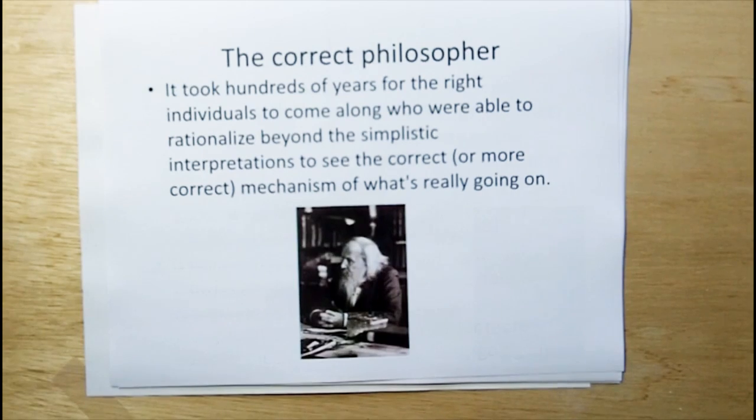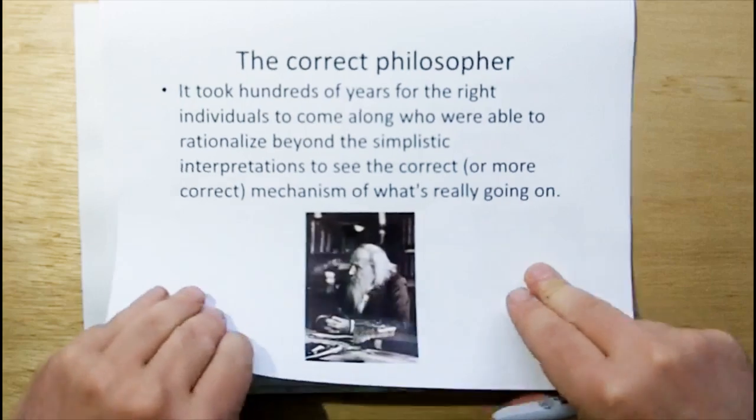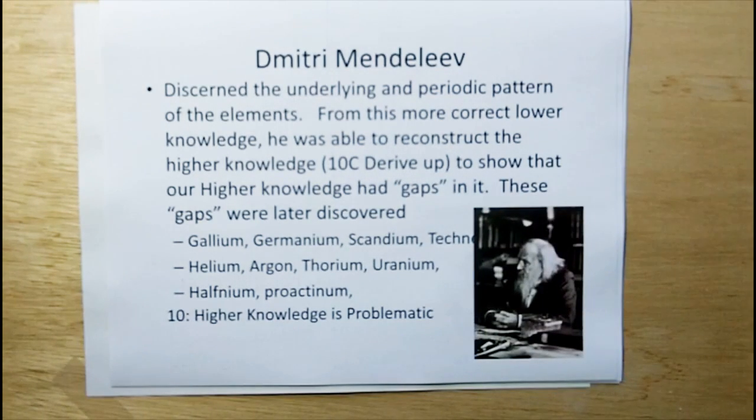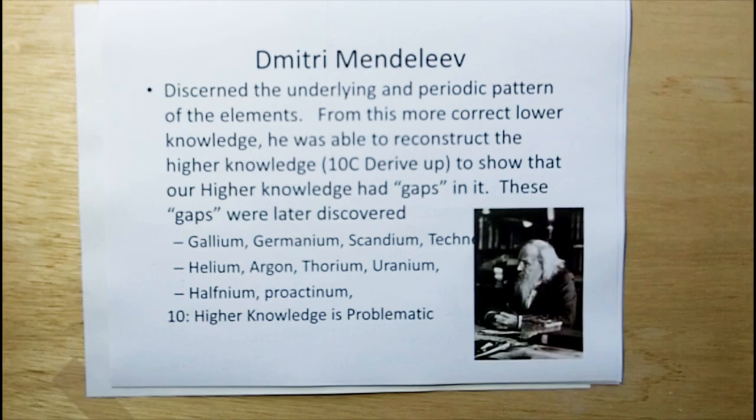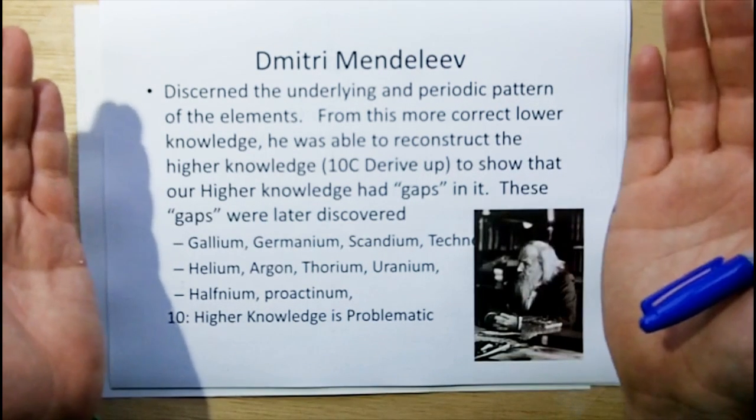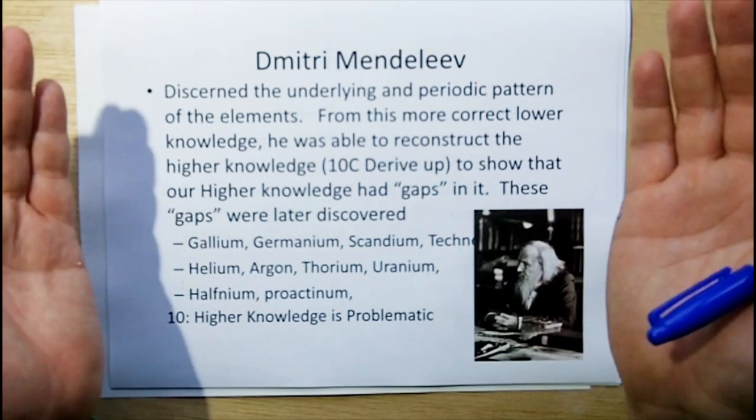Every now and again somebody comes through and says, well, these simplistic understandings are not working. And this person is able to see the correct or more correct mechanism of what's really going on. And in the case of chemistry, it was Dmitri Mendeleev, who discerned the underlying periodic pattern of the elements. From this more correct lower knowledge, he was able to reconstruct the higher knowledge, the periodic table of the elements, to show that our higher knowledge had gaps in it.